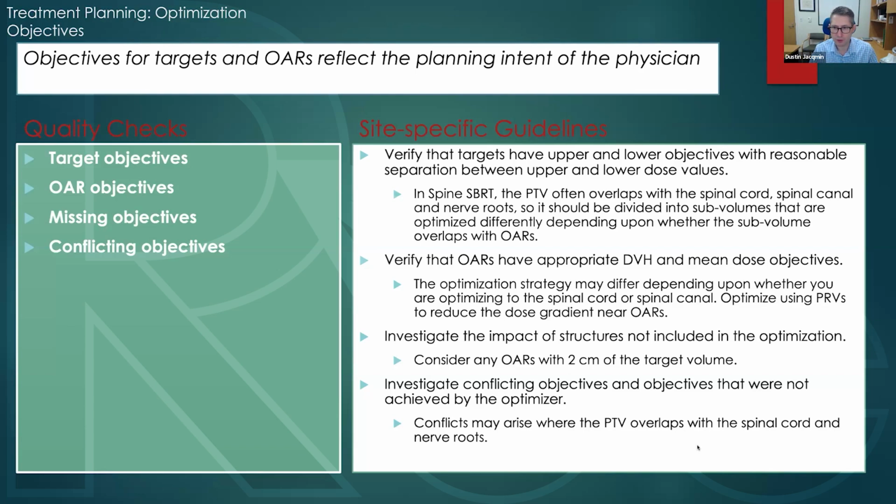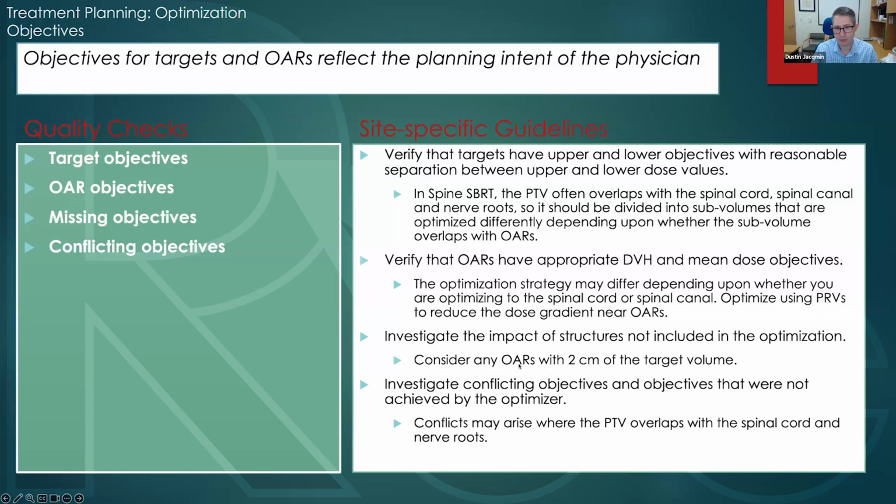It's good, in general, to optimize on a PRV of the spinal cord, and that's just going to reduce the dose gradient near that organ at risk, right? We don't want a high dose gradient immediately next to the spinal cord, because then if the spinal cord moves a little bit, it might move into a high dose region. So we want to protect the spinal cord with a little bit of a bubble, and optimizing to a PRV will help with that.